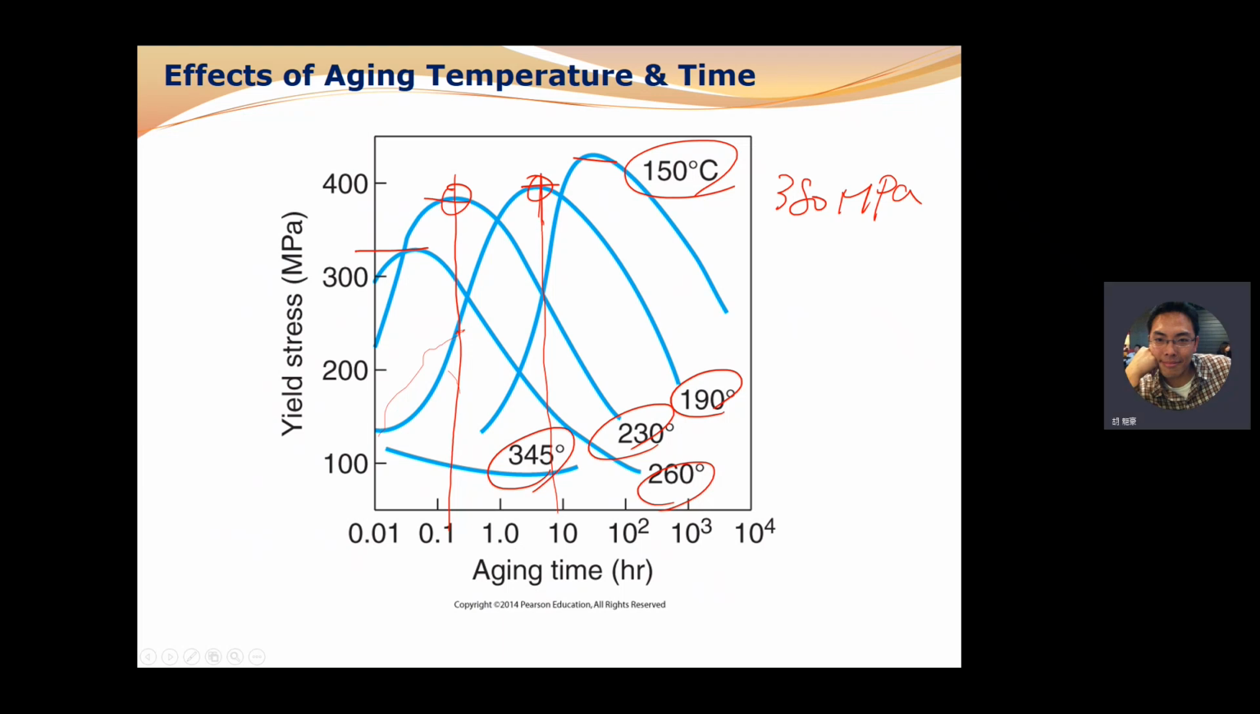And for the temperature 190, the yield stress just increased slightly higher than that of 230. So for the cost issue, if I were the boss, I would just choose the process with an aging temperature of 230 Celsius.